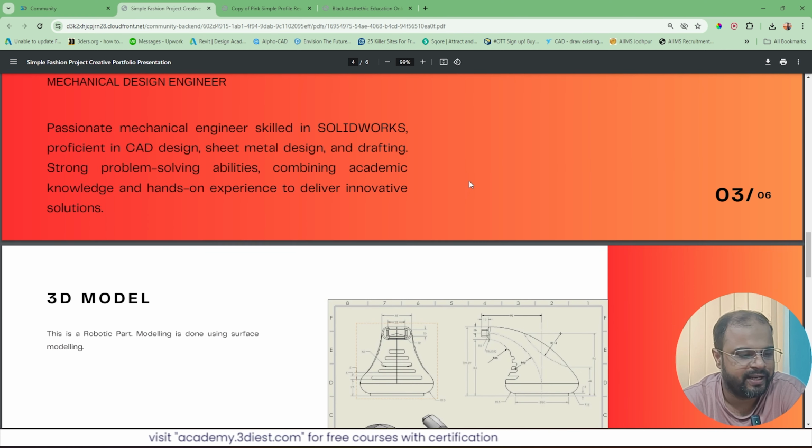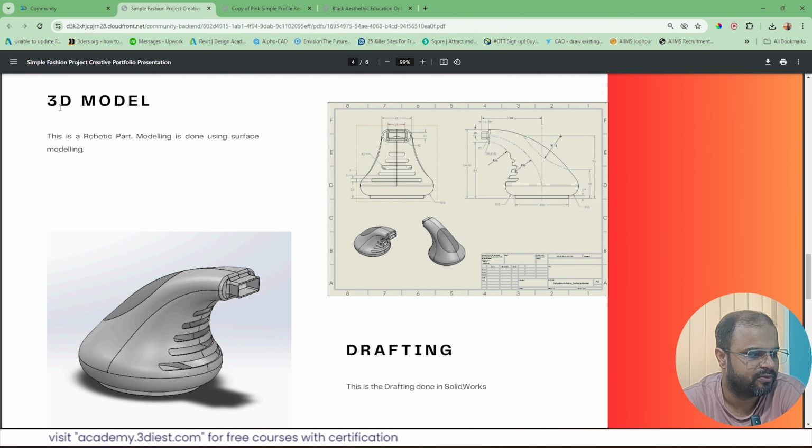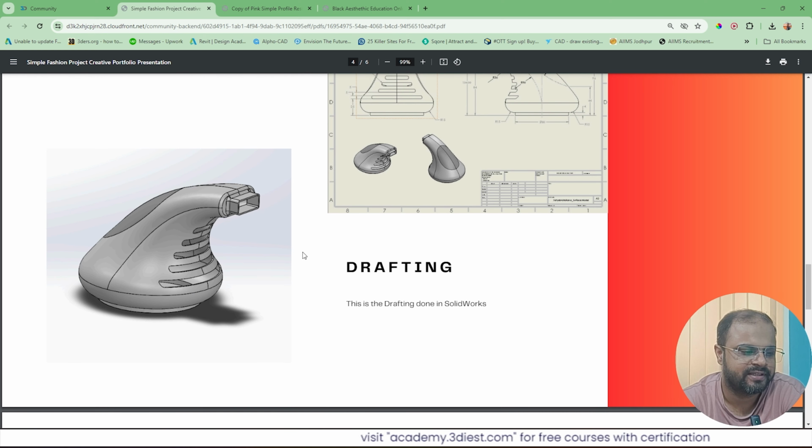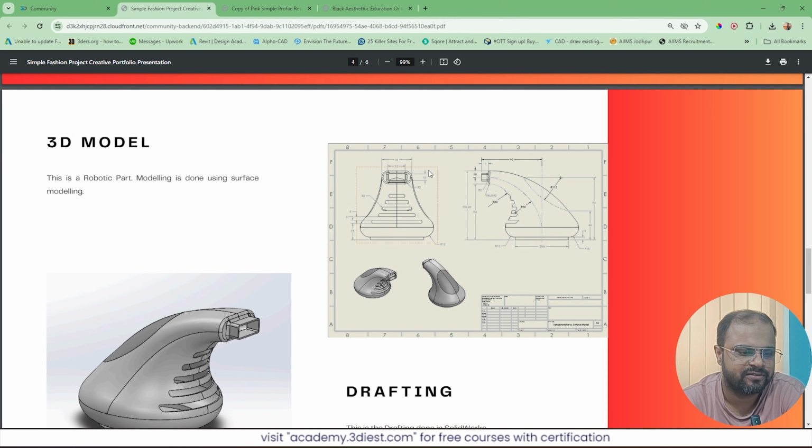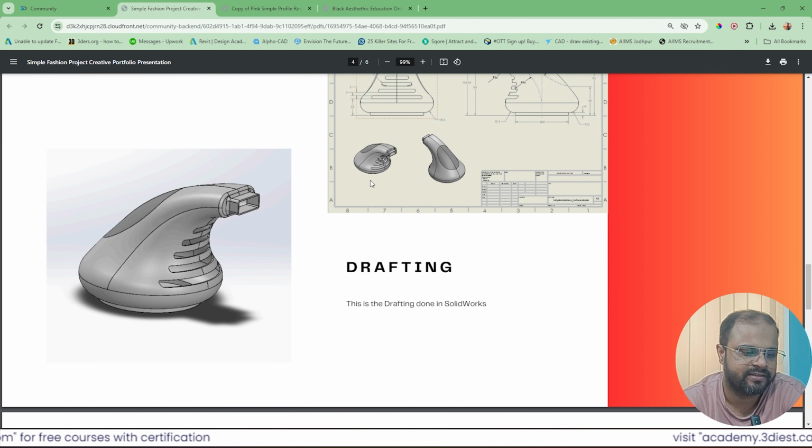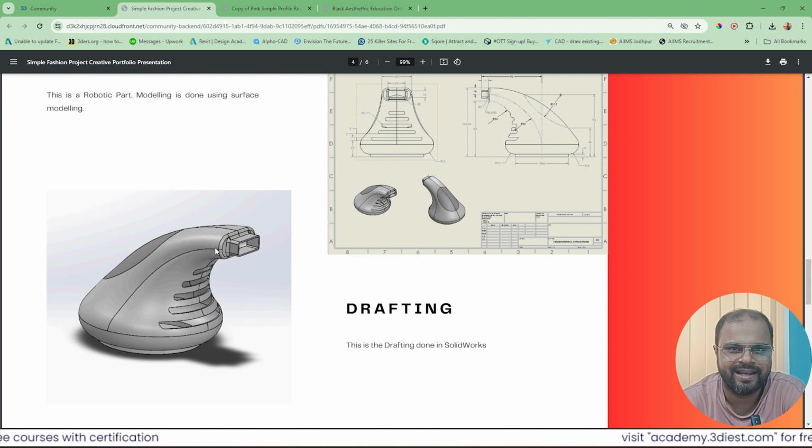So if we'll move on to the next page, here you can see he has included some 3D model over here that says it's a robotic part and is done using surface modeling. So it's a very good looking part, and the snapshot is also, I will say, very good quality. And he has also attached one of the technical drawings that he had prepared. Even though the technical drawing is not very detailed, still I will say it's a good presentation of his skill.